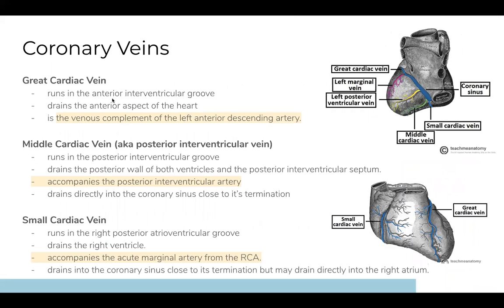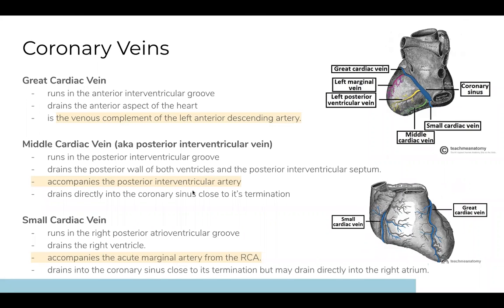So your great cardiac vein runs in the anterior interventricular groove. Basically between your ventricles, there's a bit of a groove that demarcates it on the front. I don't have it here, but I actually have a 3D reconstruction of the heart. I should have brought that. I think it's in the next room. But yeah, the great cardiac vein drains the anterior aspect of the heart, and essentially it is the equivalent of the LAD.